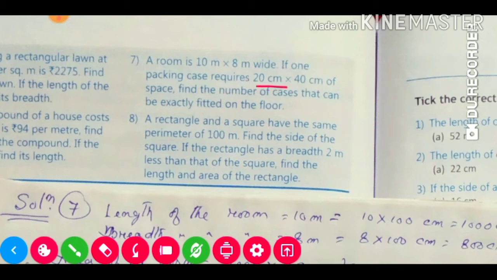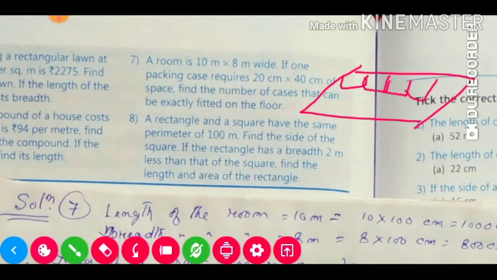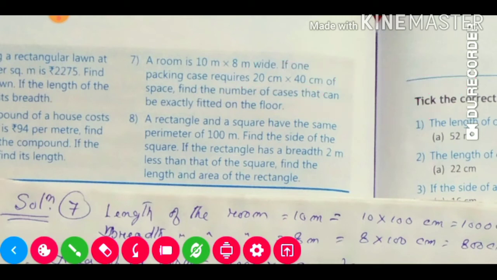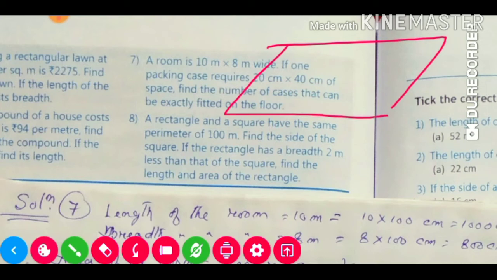Find the number of cases that can be exactly fitted on the floor. On this room floor, this one is our room floor. In this floor, how many small cases of this size, 20 into 40, are we able to keep? How many boxes can we keep? This we need to find out. So if we get the total area of the floor, and the area of one packing case, then we are able to get the number of cases needed.